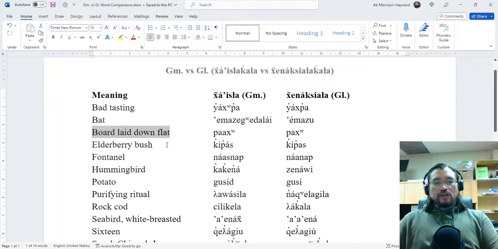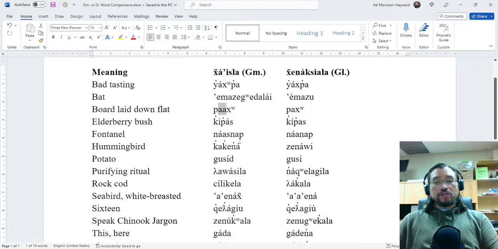The next word means a board laid down flat. The xaisla word, pahu. The xenaksiala word is pahu. So the only difference is there's an extra A in the xaisla version of it. That just means we're holding it for a little bit longer. So this A is a little bit shorter than this double A here. That's the only difference between the two of them. Sometimes the differences are very, very subtle.